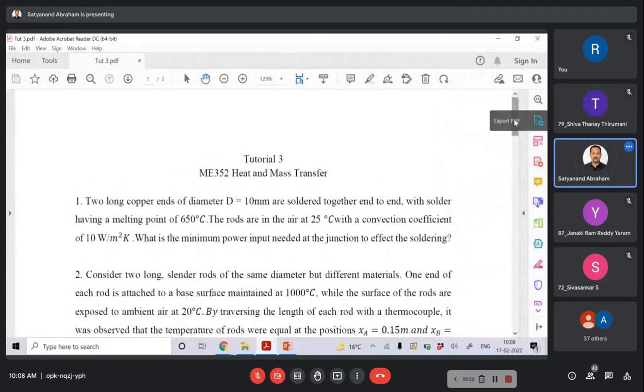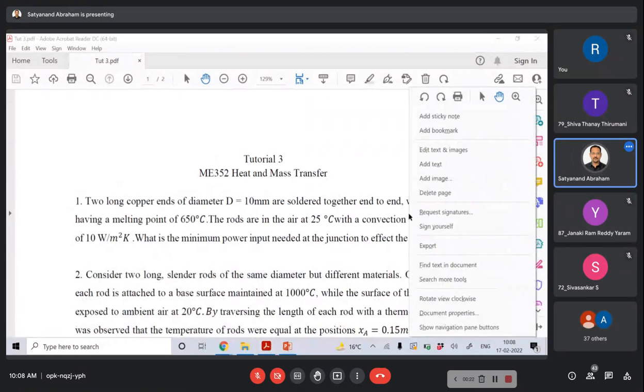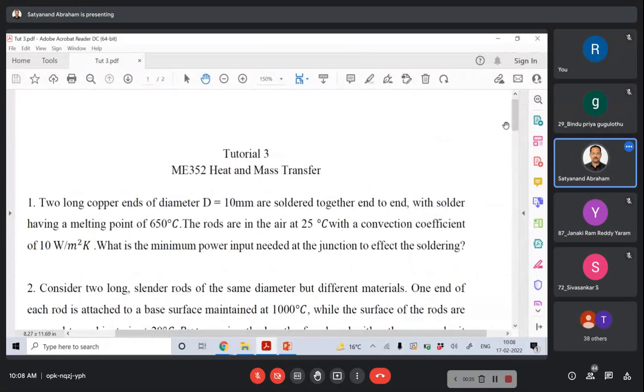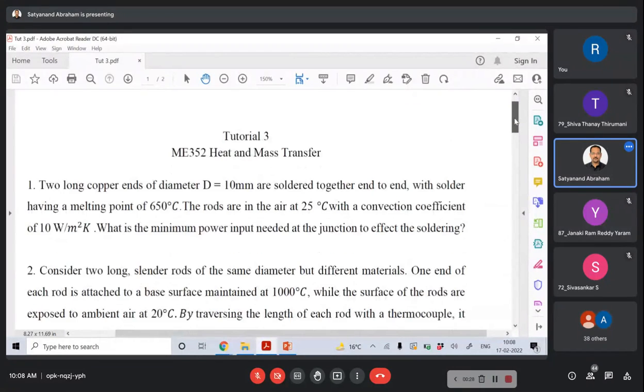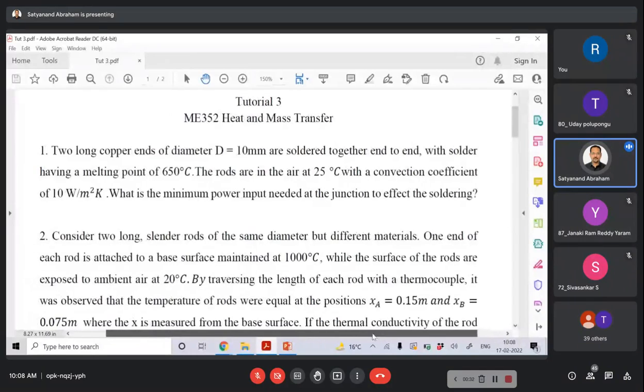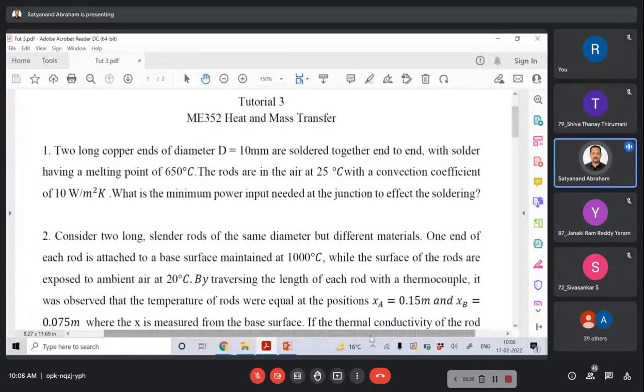Okay. So coming to the tutorial problems, the first three are actually from fins only. You can go through any heat transfer textbook. There are actually a lot of very good questions there. You have to go through many of the questions, and then only will you be able to understand and solve the problems.